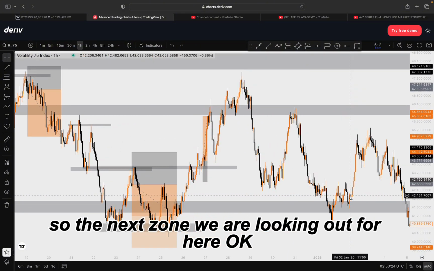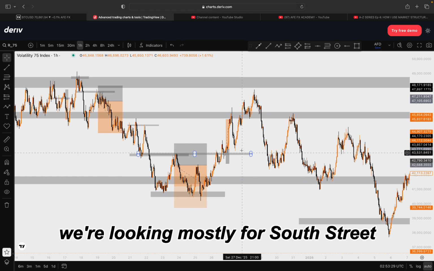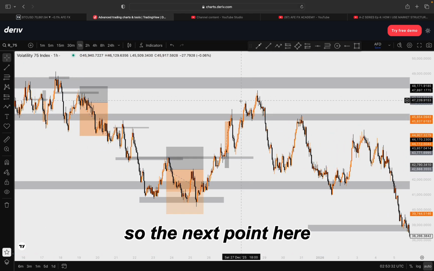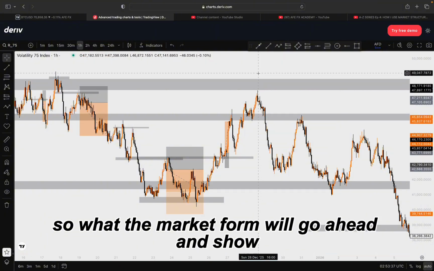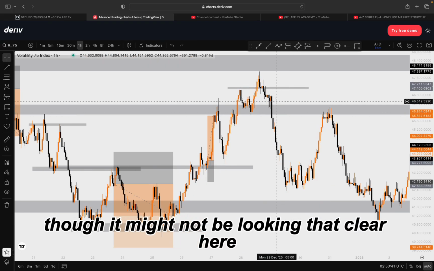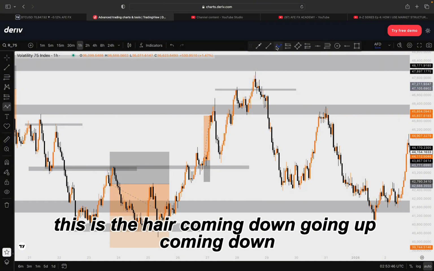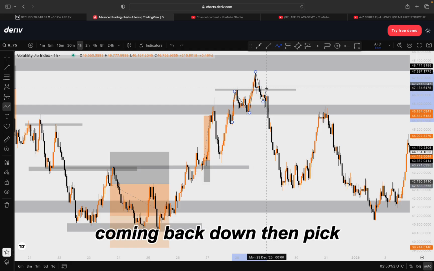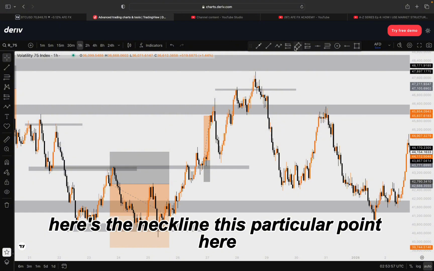So the next zone we are looking out for here, we're looking mostly for sell trades. The next point formed is still together with this point. So what the market formed, it might not look that clear here, but this is it. This is the head coming down, going up, coming down, coming back down, then break. So where the neckline, here the neckline, this particular point here.